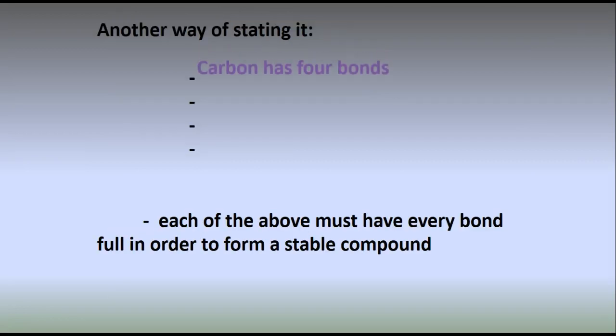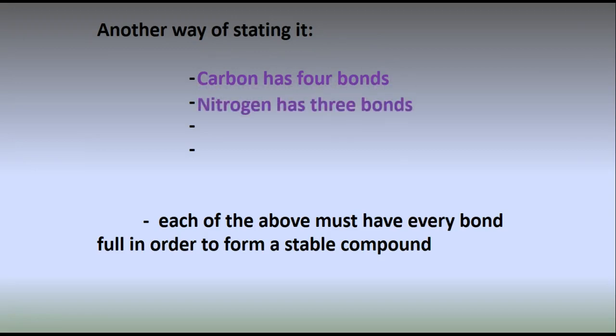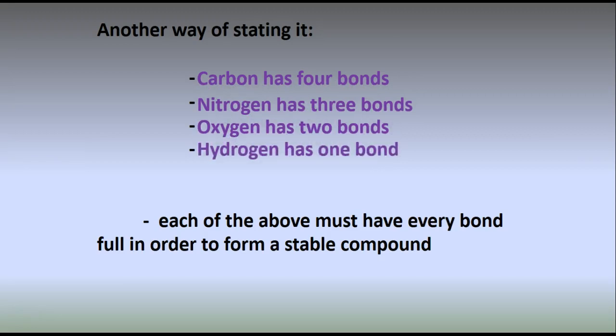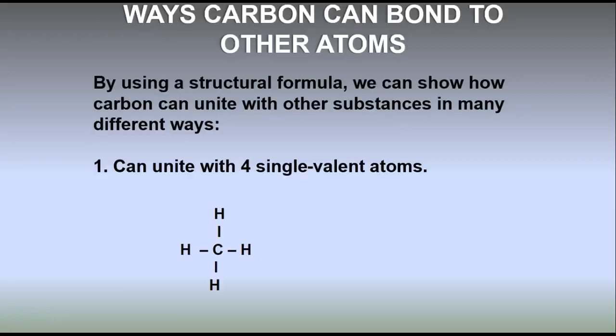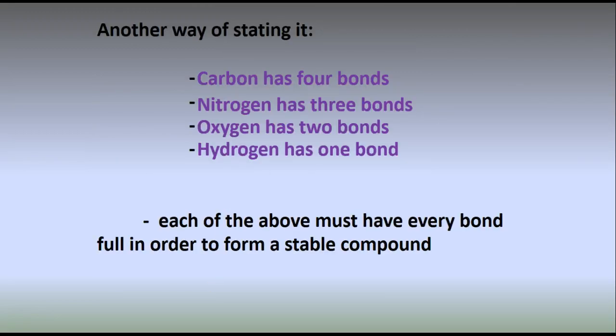So here's another way of looking at it. Carbon will have 4 bonds. Nitrogen will make 3 bonds. Oxygen has 2. And hydrogen has 1. Each of the above must have every bond full in order for this compound to be stable. So when you're drawing your compounds, if any one of these 4 elements breaks the rules, then it is not a possible compound, and you need to fix your drawing.